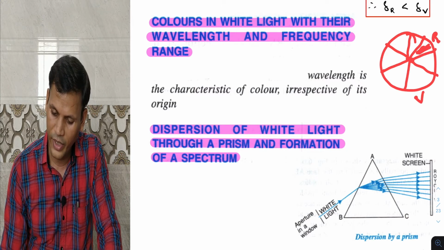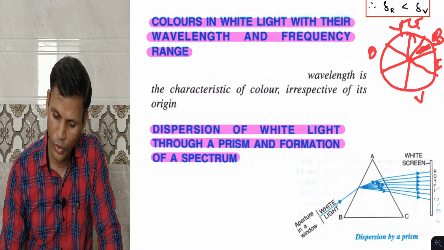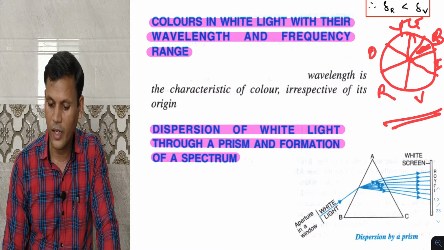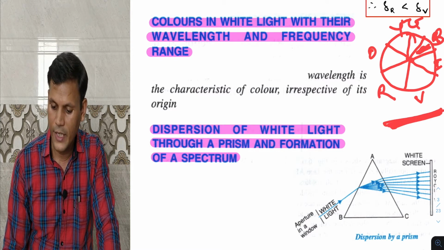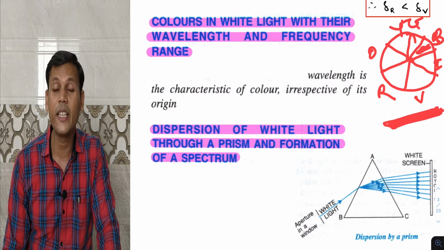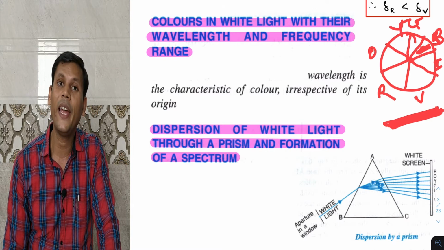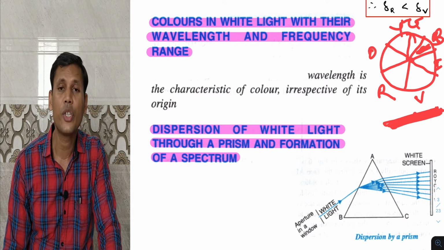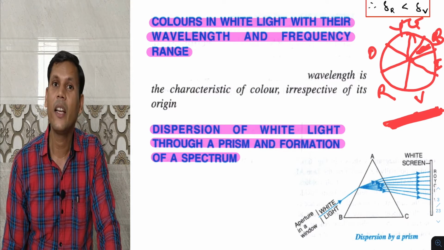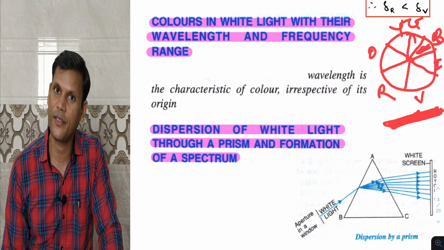I can say V, I, B, G, Y, O, R. These are the colors of a spectrum. And he rotated this disc. Then he observed that it looked like white. So he concluded that 7 colors are nothing but the part of white light.